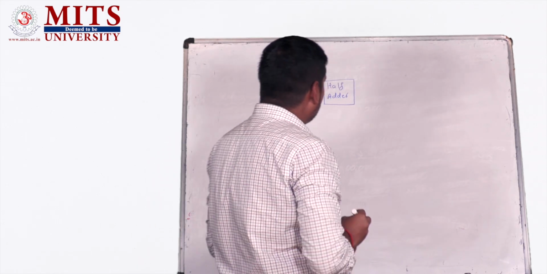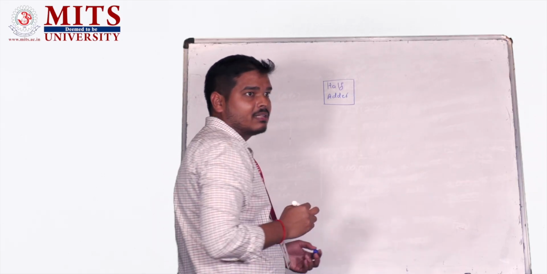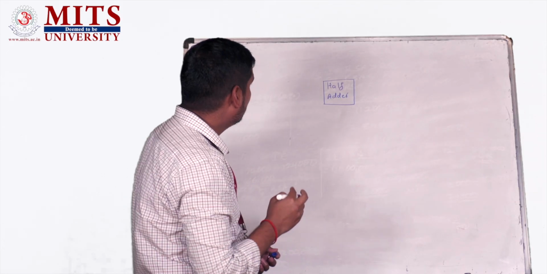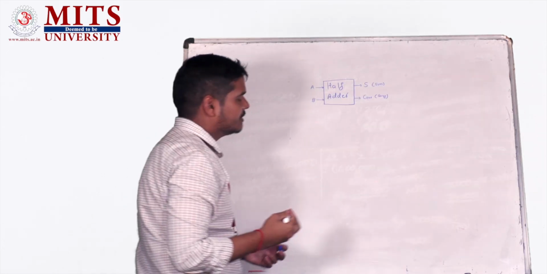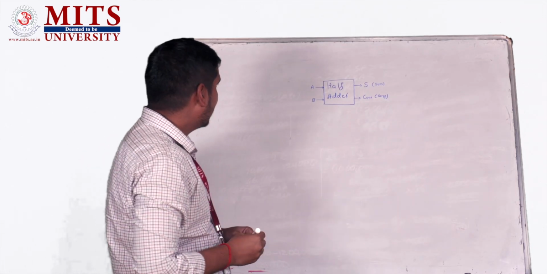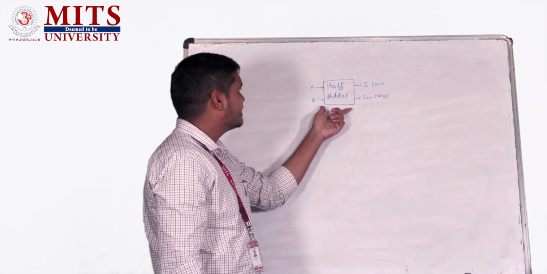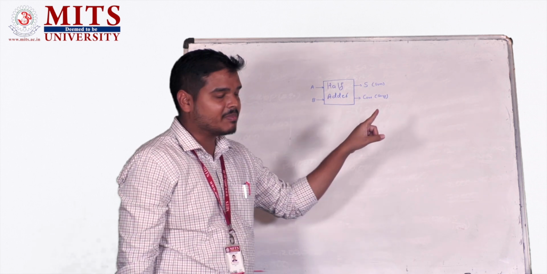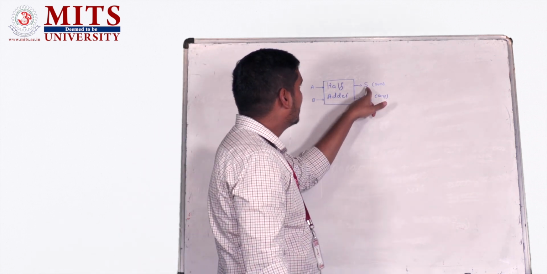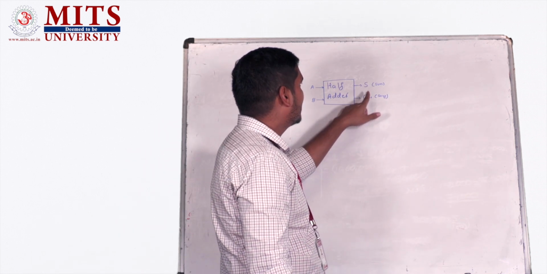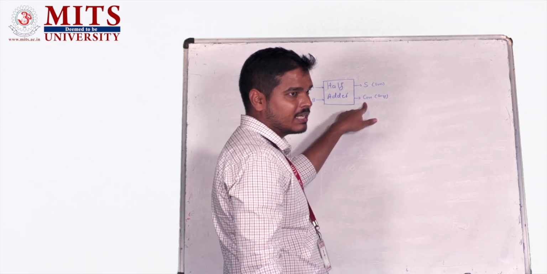So half adder, it is a combinational circuit that is required to add two single bit binary numbers, right? So A and B are the two single bit binary numbers, and this half adder circuit will add these single bit binary numbers and it will produce two outputs. One will be sum and another will be C out, that is the carry output.